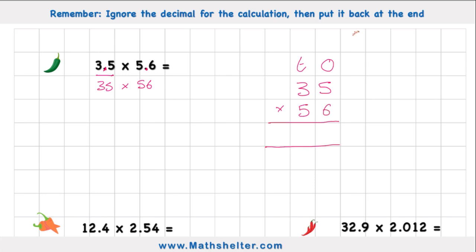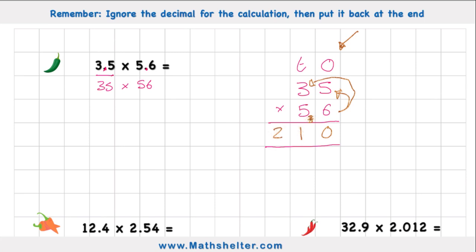Now, where do I start? Always start with my smallest value. So I have 6 times 5. 6 times 5 is 30, so I've got 3 tens, 0 ones. 6 times 3 is 18, plus my 3 is 21. Get rid of my 3 because I've now used that.